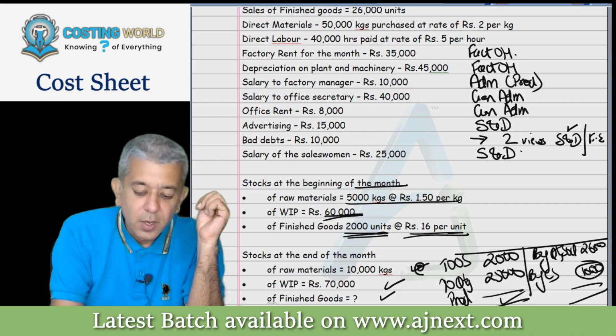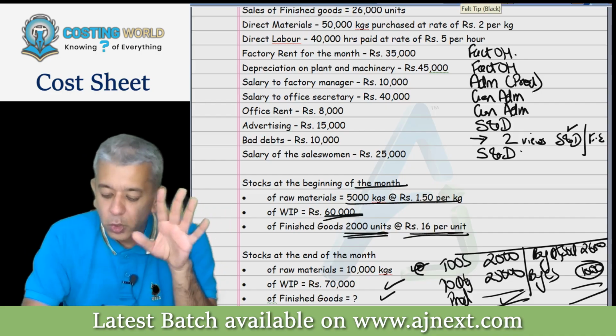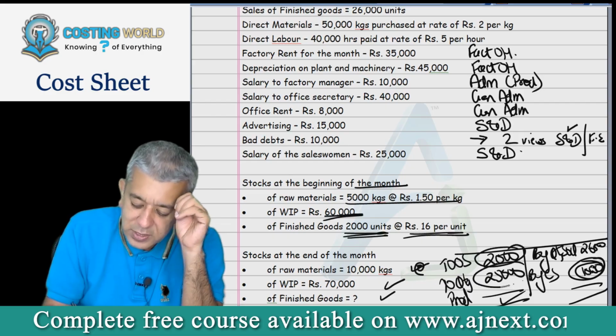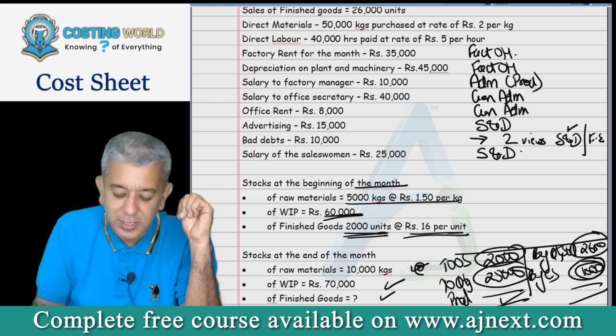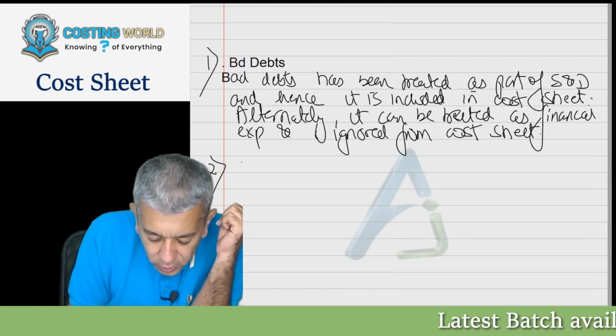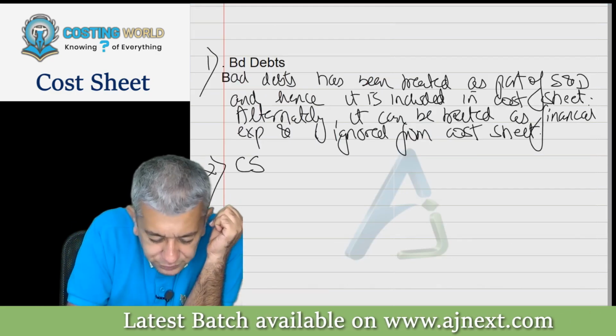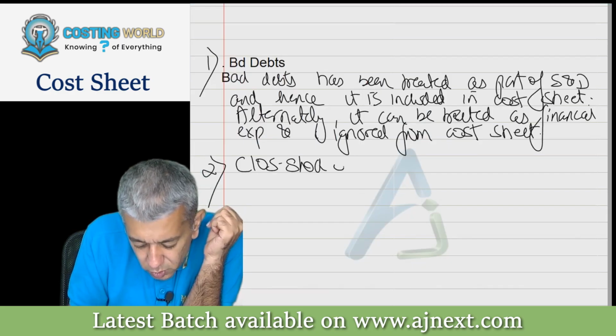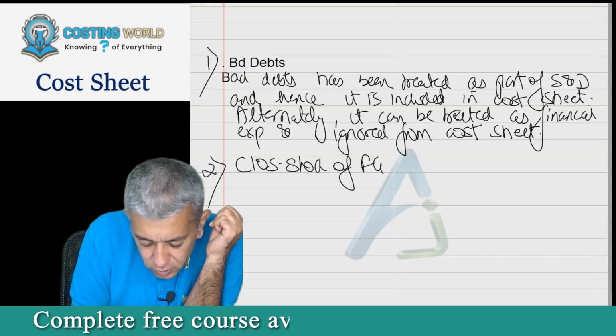But this thing you prepare by way of a note over here. So therefore this 1,000 units of closing stock will be this plus this minus this. So that's what we are going to be writing as such. So you will write down over here closing stock. This is note 2. Closing stock of finished goods.